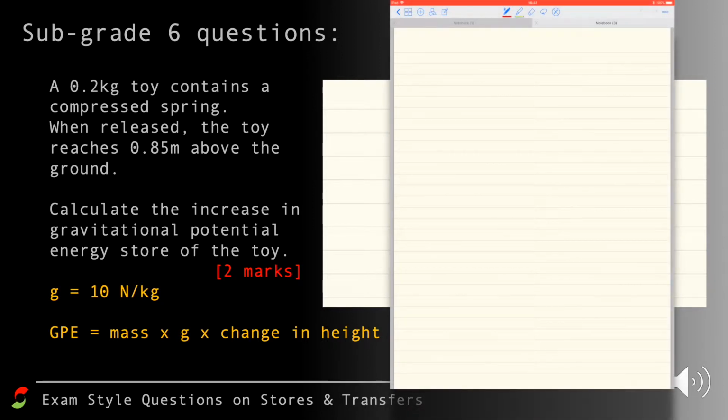The first thing we always do is write the equation down anyway. So we're looking at gravitational potential energy. Just write that down, mgh, so we know what we're using. Then we can look for the mass, which is 0.2, g is 10, and the height difference is 0.85. Chuck that into the calculator, and we get 1.7, but don't forget the units, which can be joules, or capital J will do.